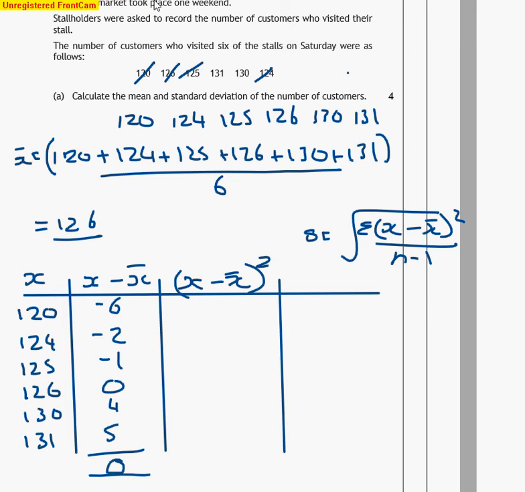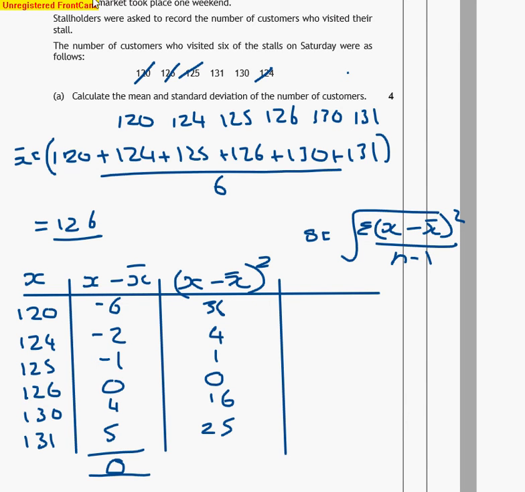So again, it looks like a really complicated table, but it's not. It's just this number squared, isn't it? So 6 squared is 36, and these are all positive numbers. 2 squared is 4. 1 squared is 1. Don't make the mistake of messing that up. 0, 16, and 25. And then we just add them together.